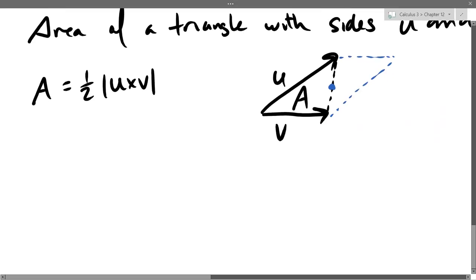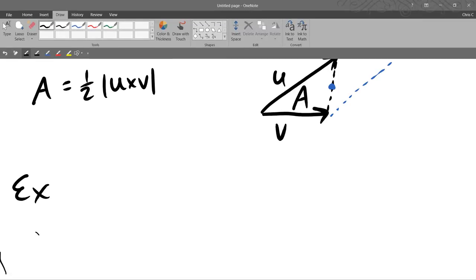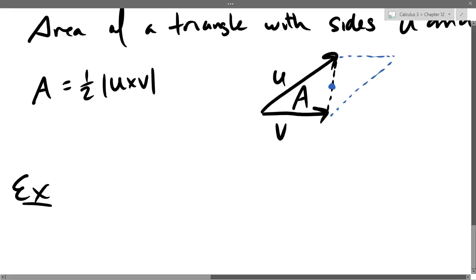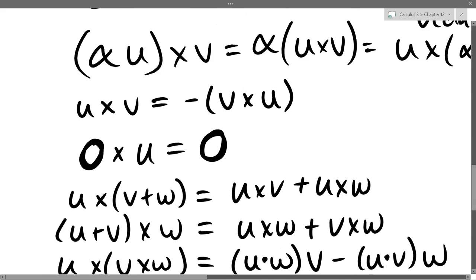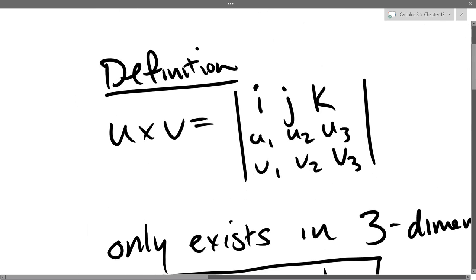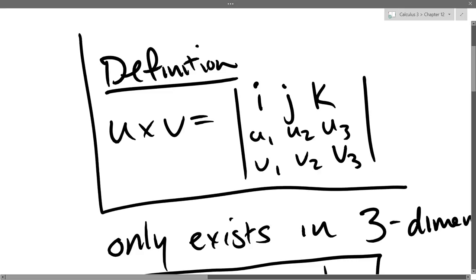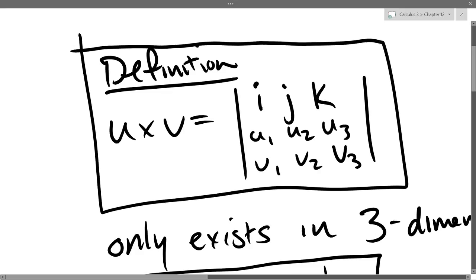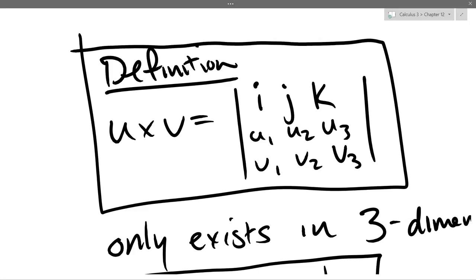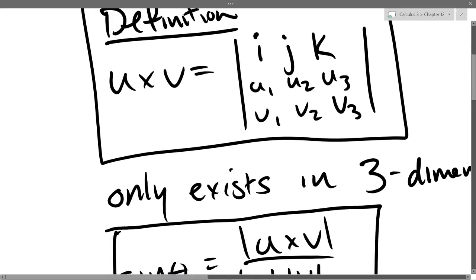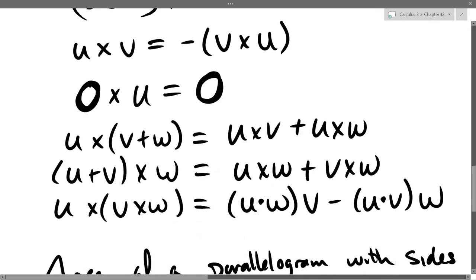So let's do an example now. Probably one of the most important properties is the cross product definition up here somewhere. If you did well in pre-calculus 2, you may not need to put this on your cheat sheet if you remember it from pre-cal 2. Hopefully at some point it'll become second nature. So I'm going to use that definition for this example problem.